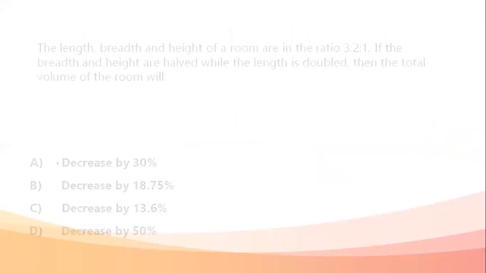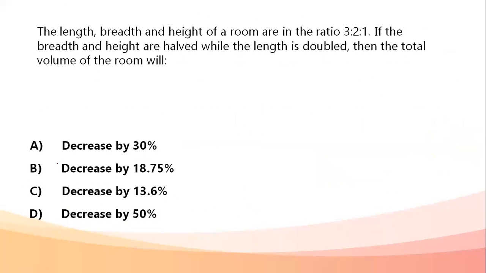Okay, next question. Length, breadth, and height of a room are in the ratio 3 is to 2 is to 1. If the length is doubled, and the breadth and height are halved, then the total volume of the room will change, and we have to find the relation.